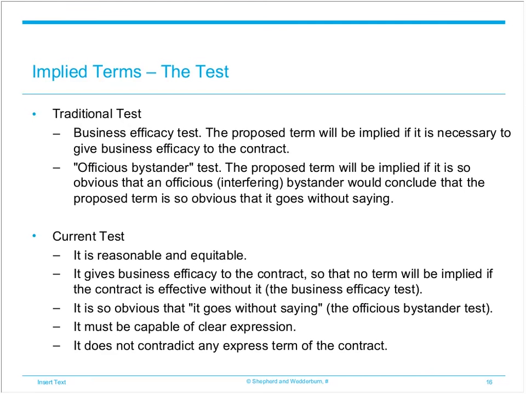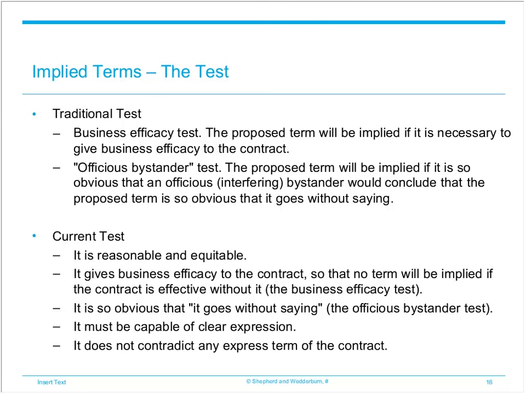However, there have been further developments through case law. The current test, put simply, is that a term can only be implied into a contract if it complies with the following. Firstly, if it is reasonable and equitable. Secondly, if it gives business efficacy to the contract, so that no term will be implied if the contract is effective without it. The third test is if it is so obvious that it goes without saying, and that's the bystander test we just talked about. Fourthly, it must be capable of clear expression. And fifthly, and finally, if it does not contradict any express term of the contract made between the parties.